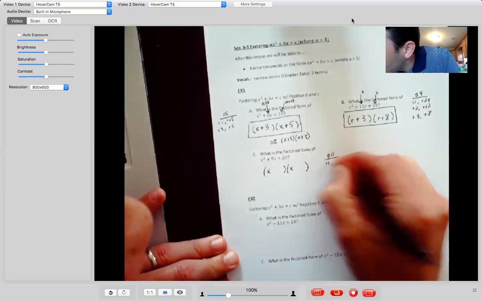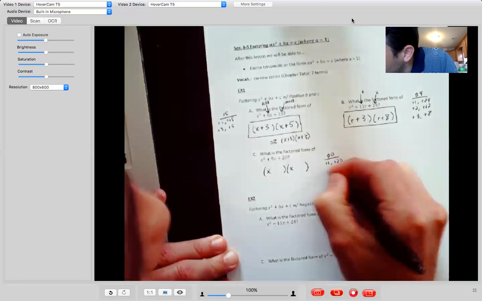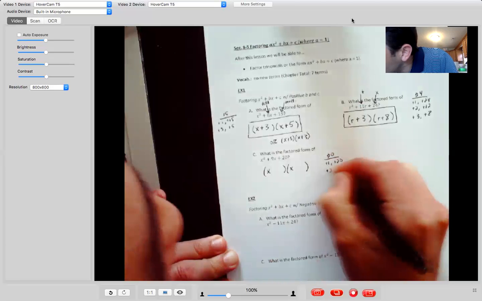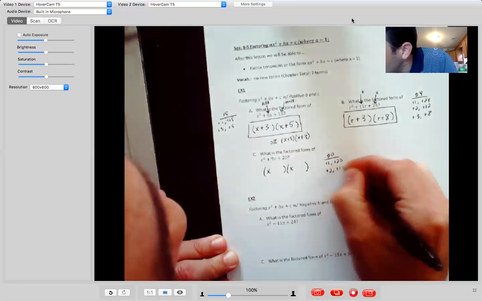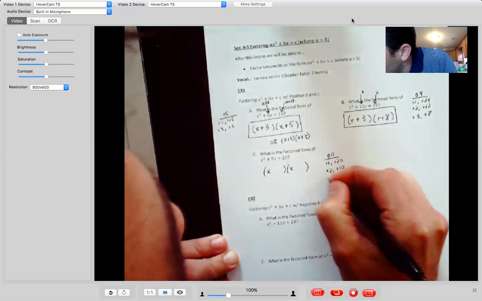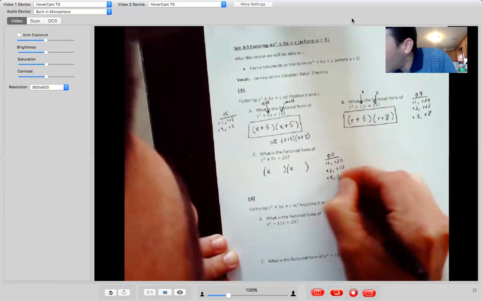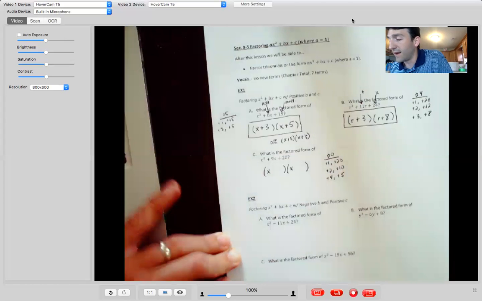1 times 20 is 20, but when we add them, we get 21, so I need to go a little further. 2 and 10 add to 12, so getting warmer. 3 doesn't go into 20, 4 does. And that's our winner because 4 plus 5 is 9.